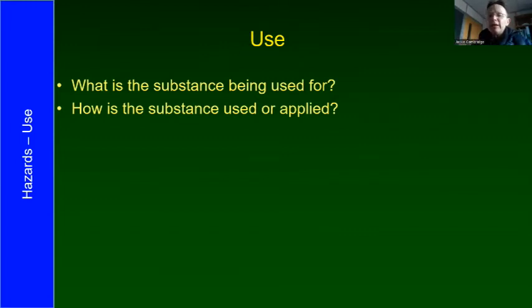How is it being applied? So painting, you could paint with a brush, you could use a roller, it could be sprayed, and all of those different methods could increase or decrease the risk of someone being exposed. So how could exposure actually occur?